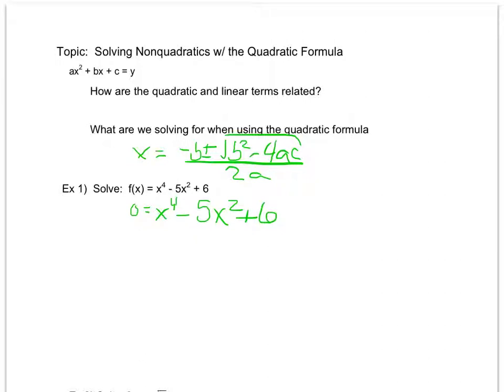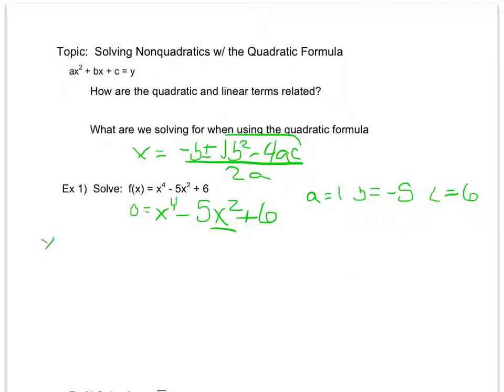Now, in my first term and my middle term, notice that this is the square of this variable here, just like in a quadratic equation, where the quadratic term is the square of the linear term. So it still has that same relationship, which is why I can use the quadratic formula. I'm going to say that a is 1, b is negative 5, and c is 6. But now, instead of solving for x, I'm going to solve for x squared, since that's what's in place of my linear term.